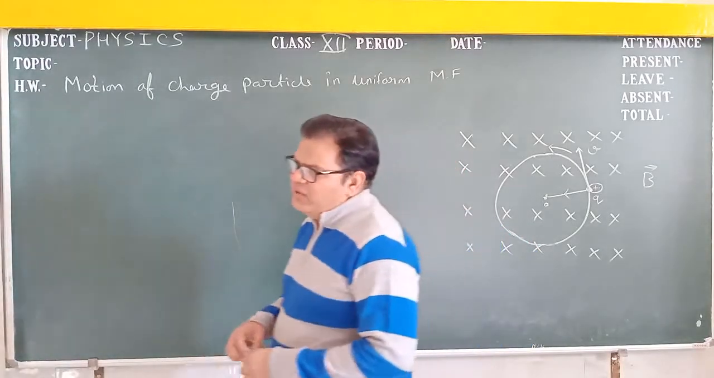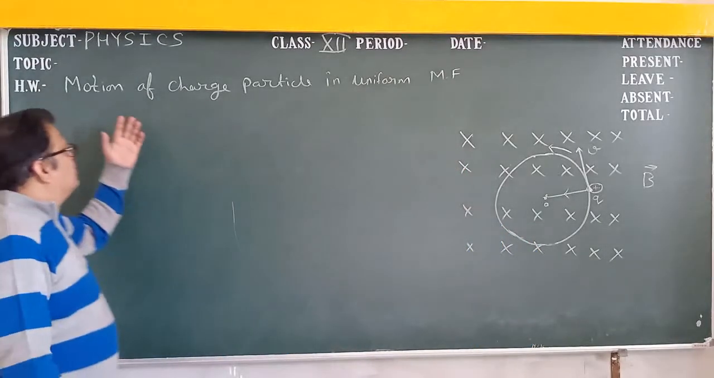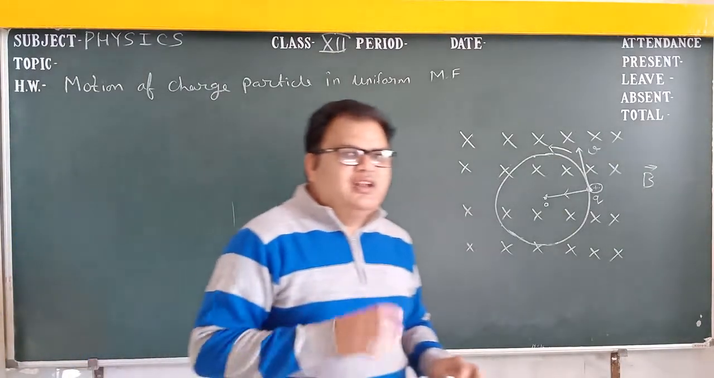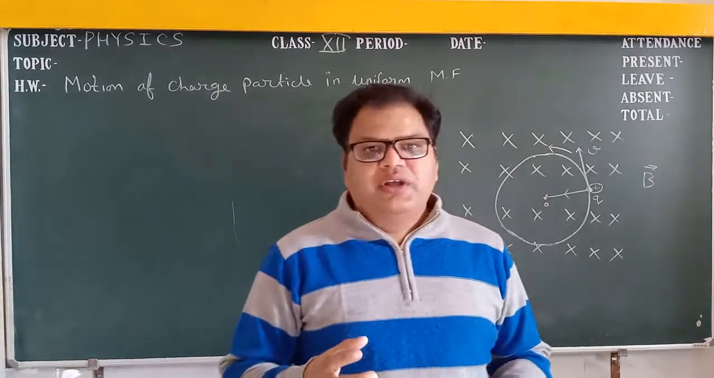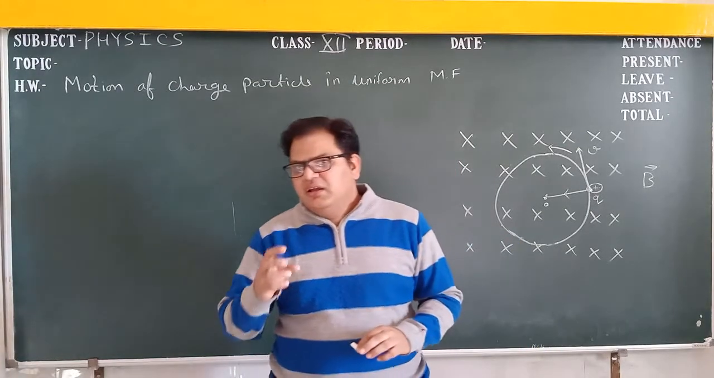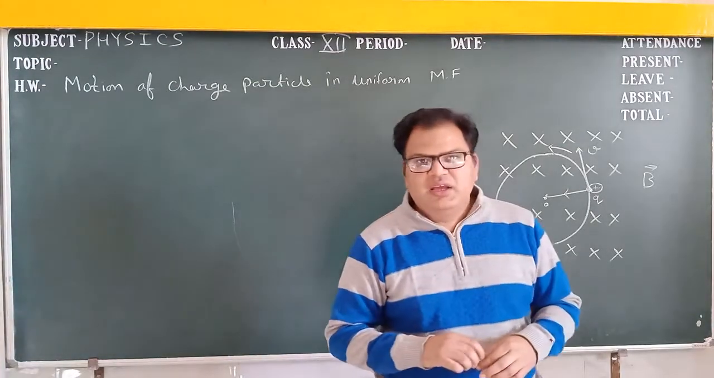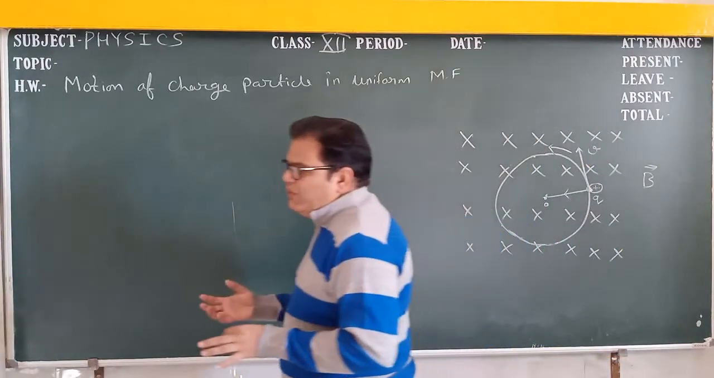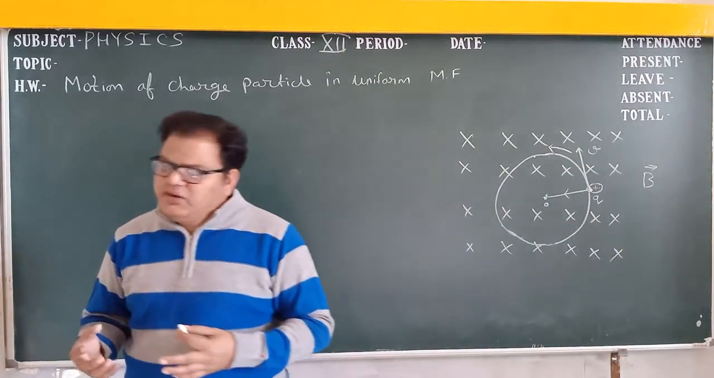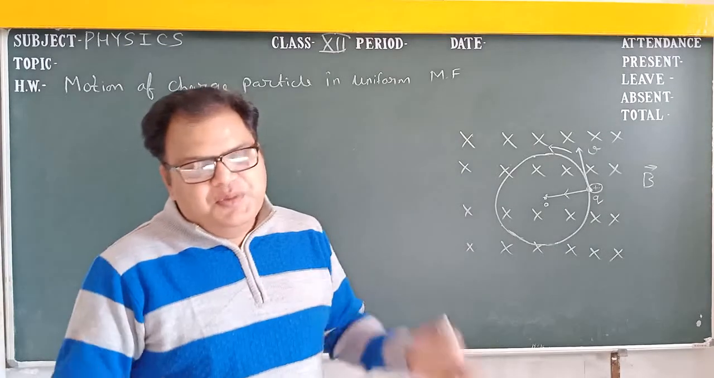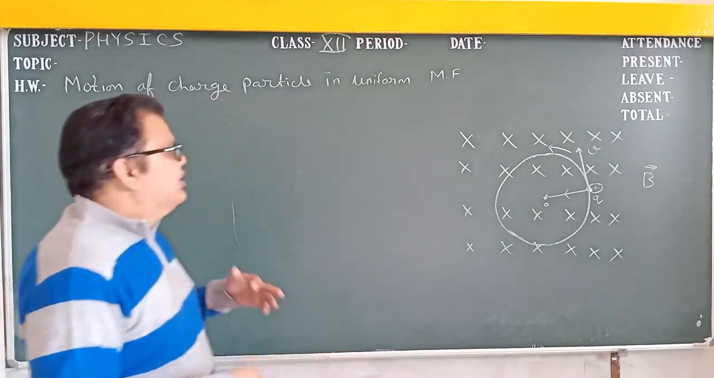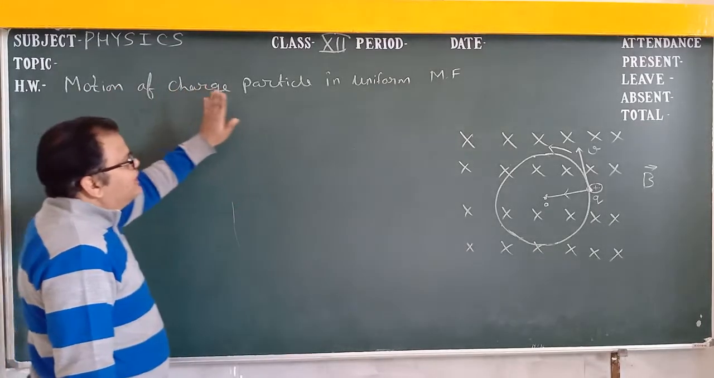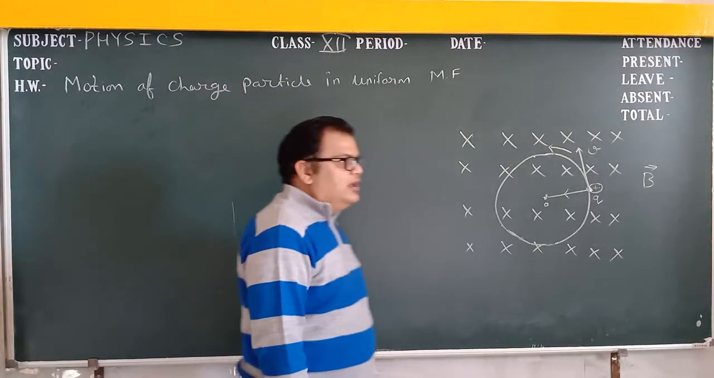Student, today we are going to learn motion of a charged particle in a uniform magnetic field. In the previous class, we learned the force acting on a charged particle in a magnetic field. Today we will study the motion of the charged particle. When a force acts, it means there is some displacement, and if there is displacement, the object is in motion. So today we learn the motion of a charged particle in a uniform magnetic field.